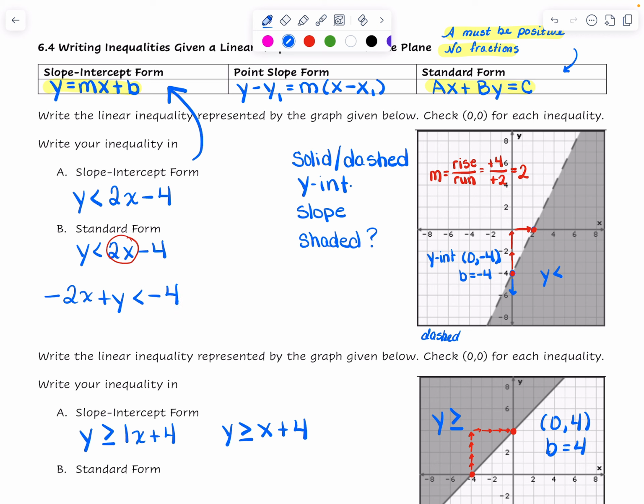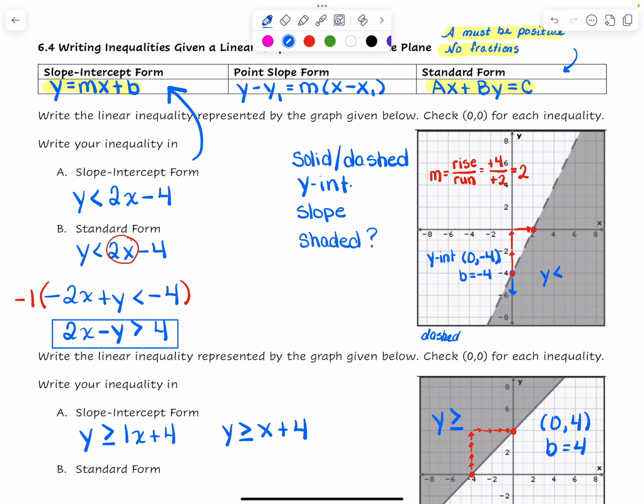Now, A cannot be negative, and it's currently negative 2. So what I'm going to do is multiply it by a negative, or you could say negative 1. I'm going to distribute that negative 1 to everything because everything is in the parentheses. Negative 1 times negative 2x is 2x. Negative 1 times y is negative y. Because we are multiplying or dividing by a negative number, we are going to reverse the inequality. Negative 1 times negative 4 gives me positive 4. And then our equation is in standard form.